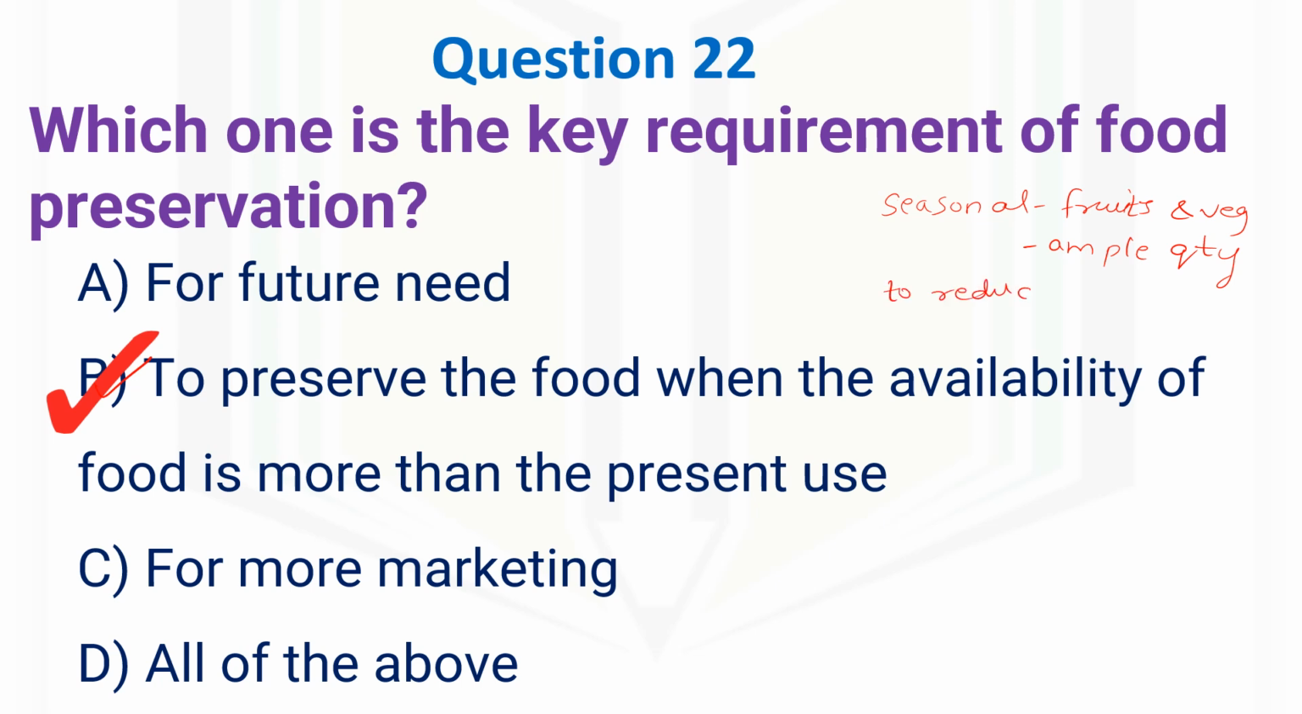So to reduce the waste, if all the lot is not consumed raw, then this can go to waste. So we apply preservation techniques. The preservation techniques can be freezing, it can be drying, or it can be the use of chemical preservatives to extend the shelf life of the food, so that it will also be available for us for future need. But the basic or the key requirement is to reduce the wastage and to preserve the food when it is available in ample quantity.